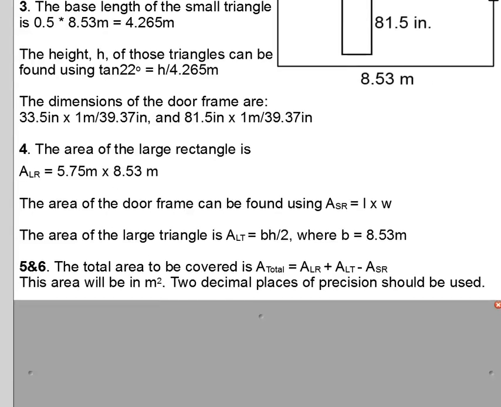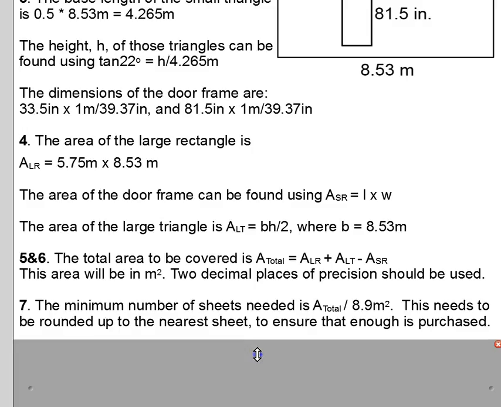And finally, to conclude this problem, we need to convert the number of square meters of area to the number of sheets. So we'll just simply divide our total area by 8.9. This needs to be rounded up to the nearest sheet to ensure that enough is purchased.